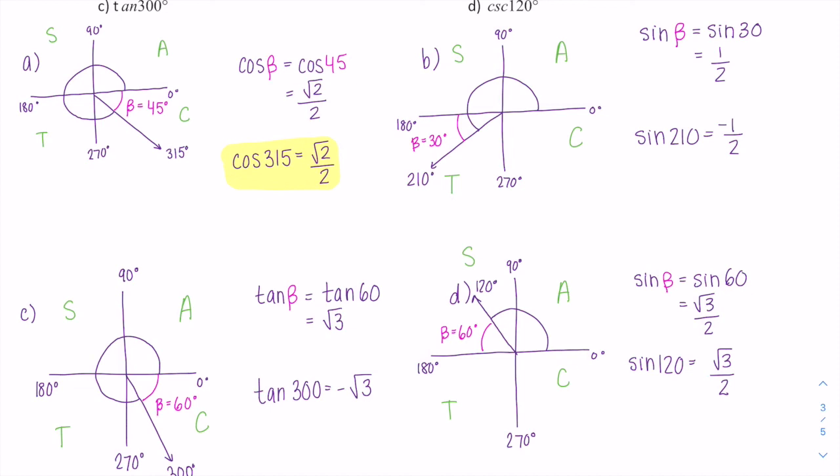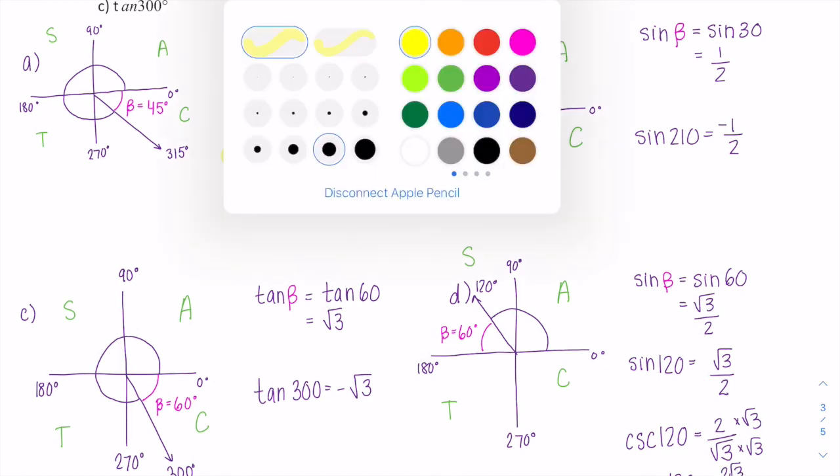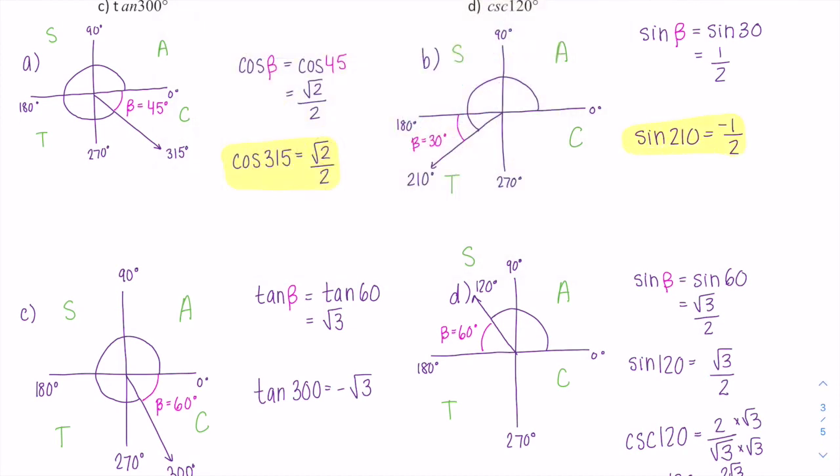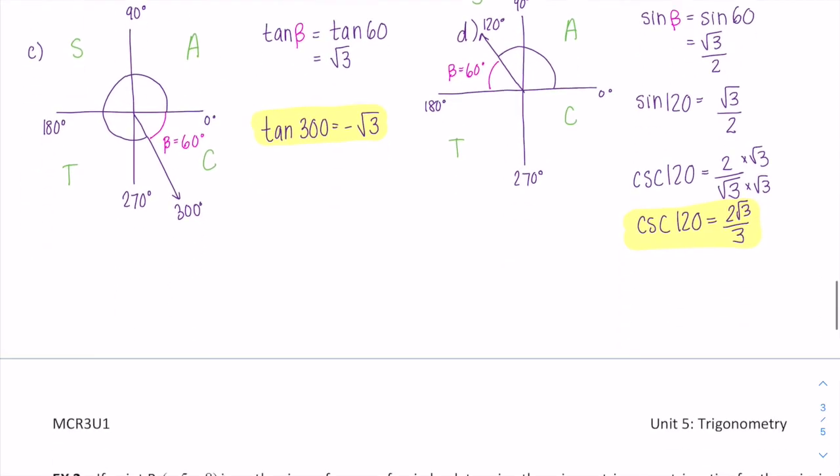But the question didn't ask for sine, it asked for cosecant. So when we have cosecant, we flip our fraction. And we don't like having radicals on the bottom, so let's get rid of that. So cosecant 120 is going to be 2 root 3 over 3. And that is our final answer. So those are the steps that we'll use continuously to find our values. Okay, let's do one more example here.